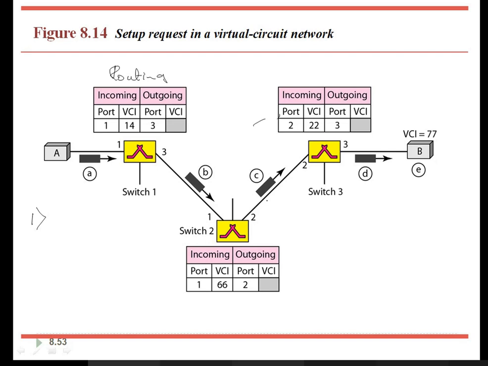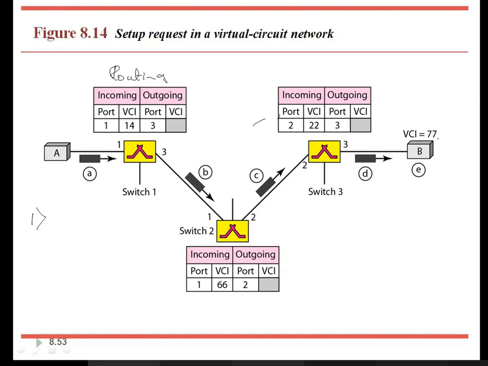Next, the same setup request goes to switch 3. Same thing, it updates here. The incoming data is received from port 2, and the VCI is 22. It should be sent to port 3, where it will either directly reach the destination, or, if there are any other switches, the same procedure is going to repeat. So now it has reached the destination B. To reach destination B, the VCI they have considered is 17.